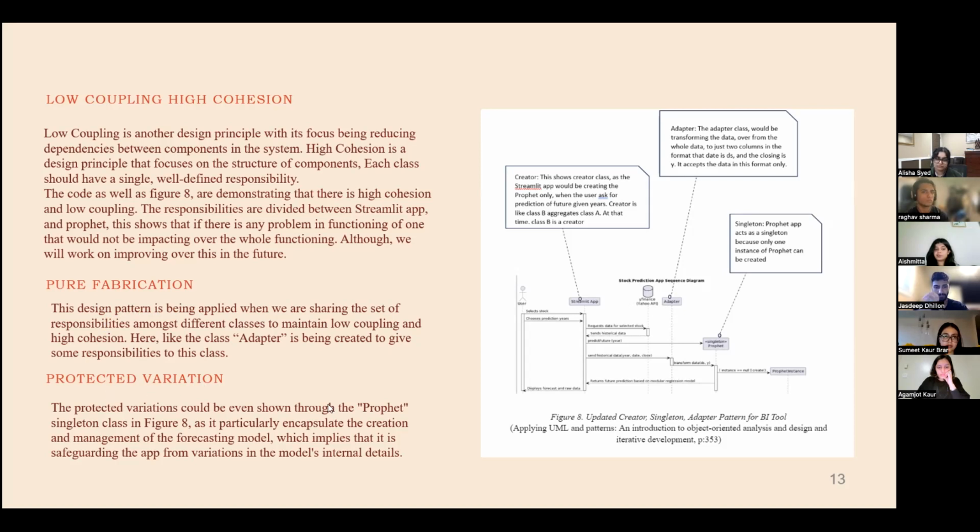It could be shown through the Prophet singleton class. So protected variation basically means that it's encapsulated. So any changes in the higher level would not affect the contents of this class, and it would remain secured. And it safeguards the app from variations in the model's internal details.